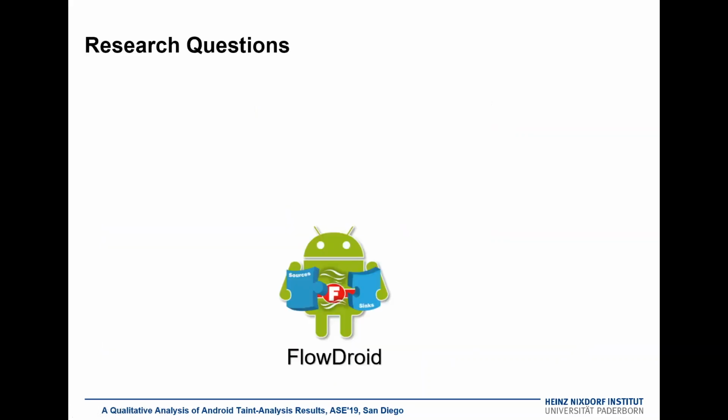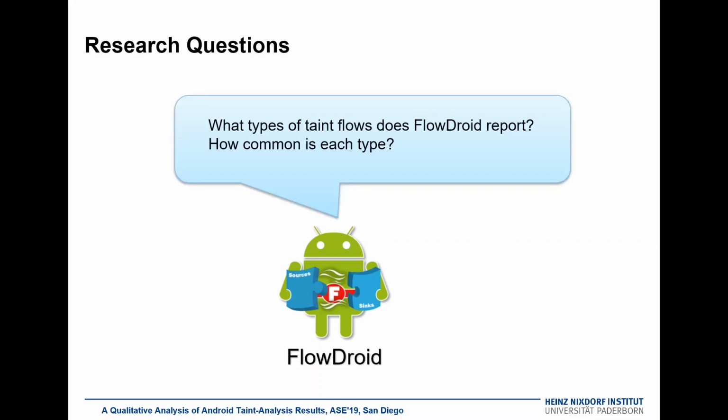In our study, we chose FlowDroid as our study object since it is one of the most popular taint analysis tools for Android, and it is well maintained. We proposed a few research questions we would like to answer. Due to time constraints, in this talk, I will only answer the following two questions. The first one is, what types of taint flows does FlowDroid report regarding the three factors we define, and how common is each type?